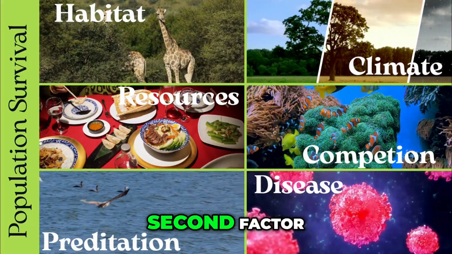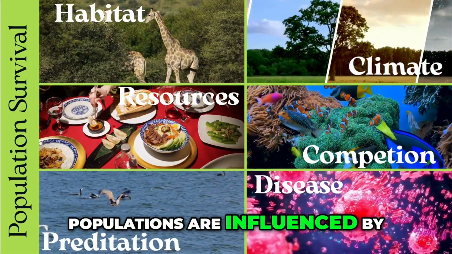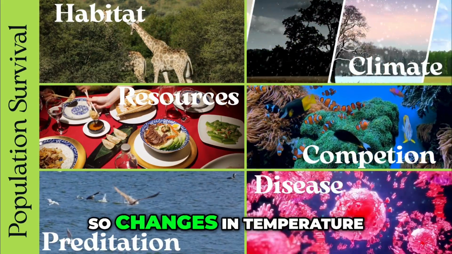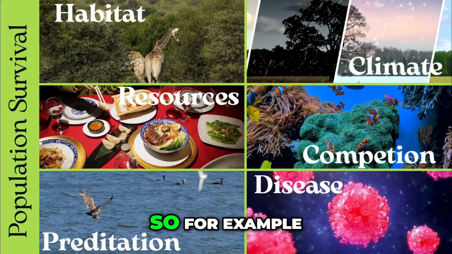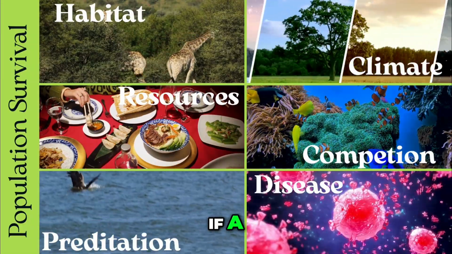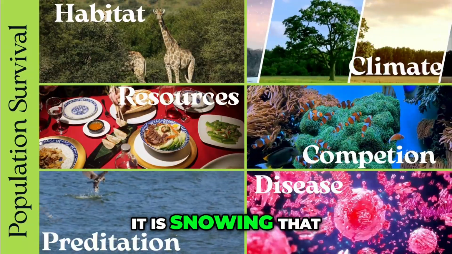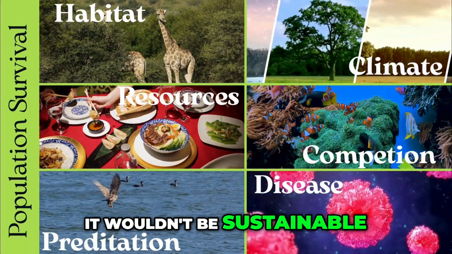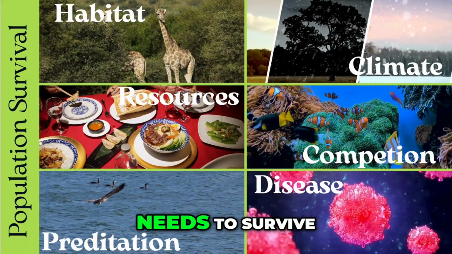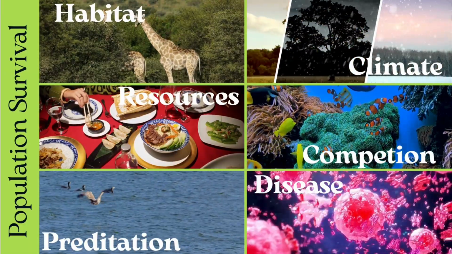Let's talk about the second factor, which is climate. Populations are influenced by changes in climate, so changes in temperature, precipitation, extreme weather events. So, for example, if a tiger that once lived in a really warm area were to live in an area where it is snowing, it wouldn't be sustainable because it wouldn't have the resources that it needs to survive. And that's why climate is a key factor.